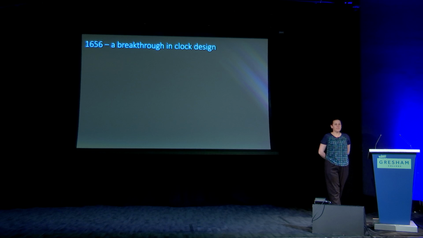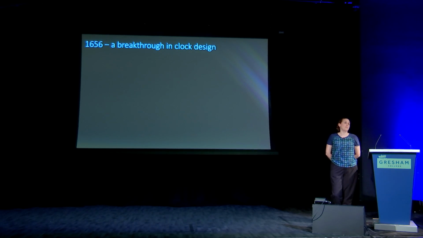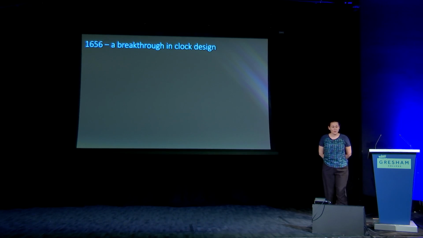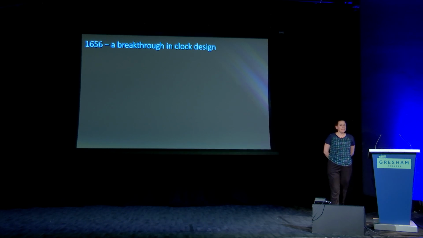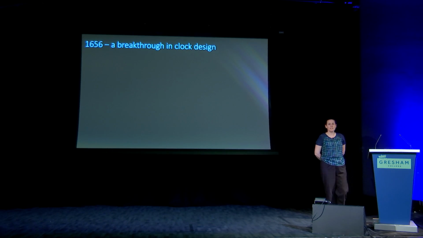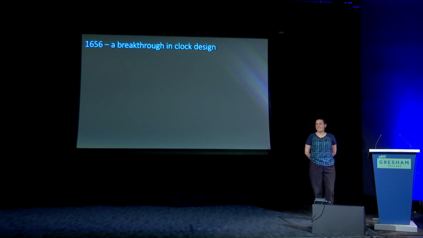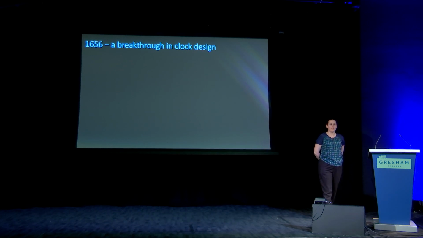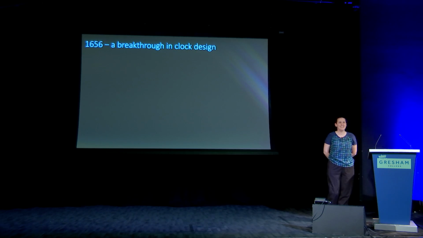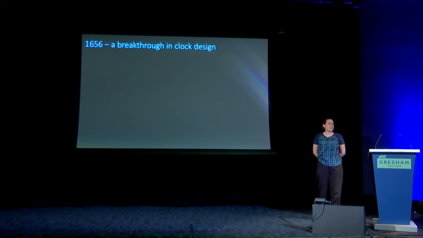I want to tell you something about clocks. In 1656, there was a breakthrough in clock design. Before 1656, the best, most accurate timekeeping device was a sundial. Not very useful if you're indoors, or if it's nighttime, or if you live in Britain, where it's often cloudy. But sundials were the most accurate things that we had.